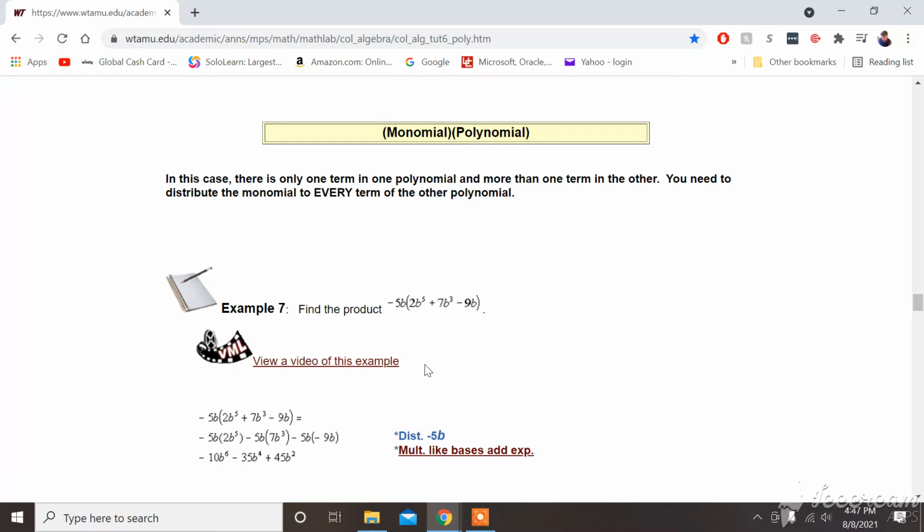Hold up. -5b parentheses 2b to the 5th power plus 7b to the 3rd power minus 9b.